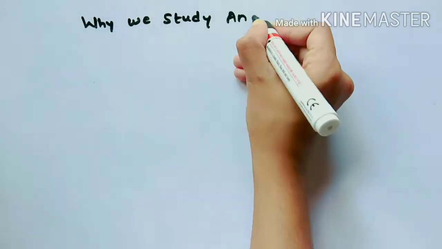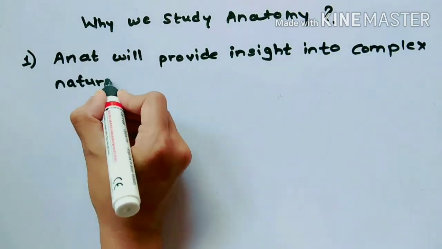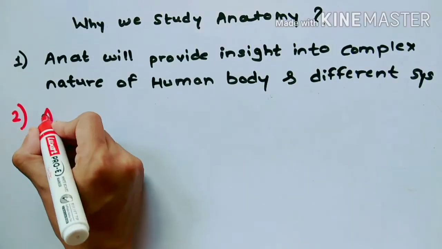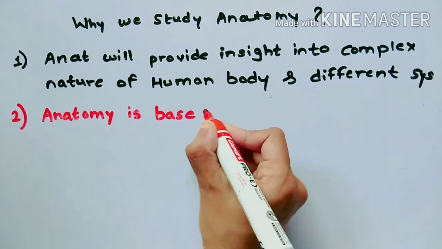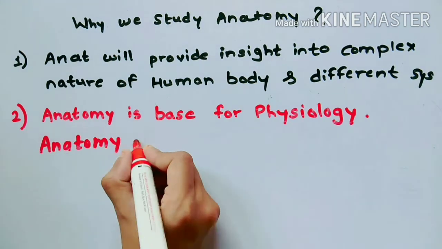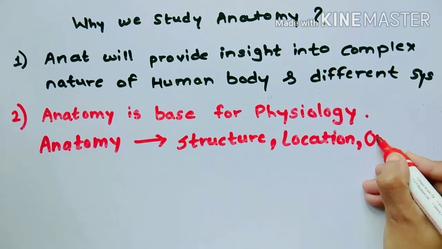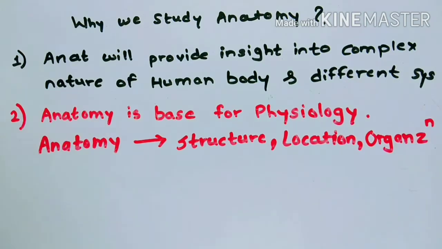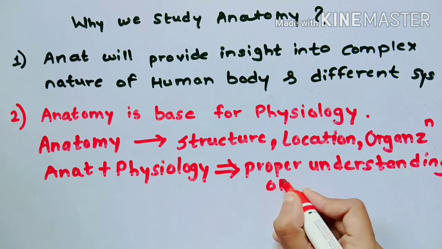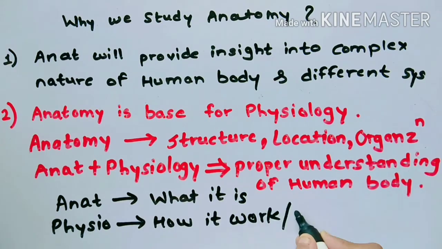Now let's look at why we study anatomy. Firstly, studying anatomy will give you an insight into the complex nature of human body and the different systems that make up the human body. The second reason is anatomy provides the base for physiology. When I'm saying this, I'm saying that anatomy provides the information about structures and location as well as organization of different parts of the body, which is truly needed to understand physiology. Together, anatomy and physiology explain the structure and function of different components of human body to describe what it is, that is anatomy, and how it works, that is physiology.